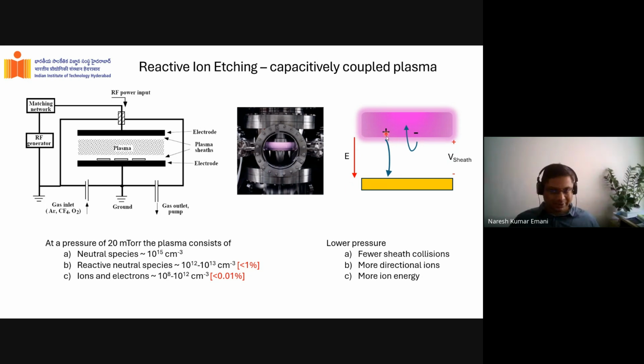Okay, and now this is very useful because since you have an electric field here, the positive ions actually get accelerated through this and hit the surface with a higher energy. So if you have a low pressure, you can have highly directional ions hitting the surface, and they also get more energy than typical, right? Because of this acceleration through the sheath, you'll have an accelerated ion energy, and then there is etching happening. Is that clear so far?